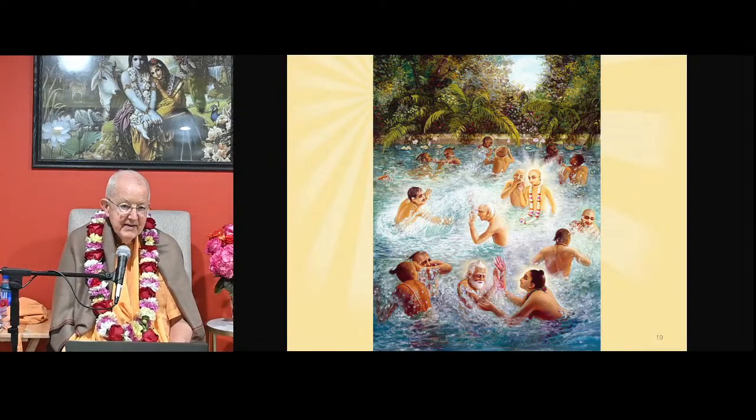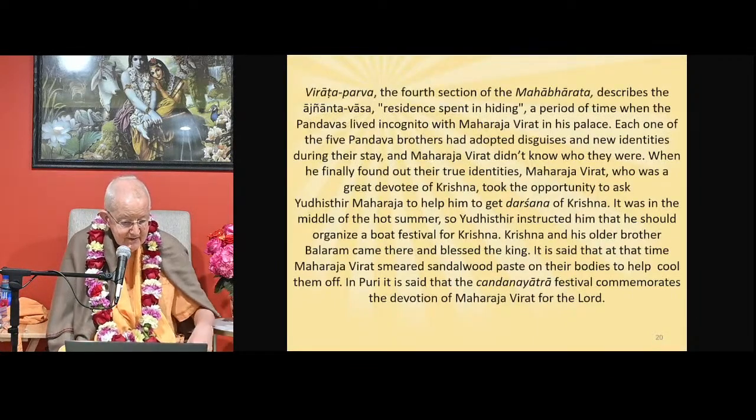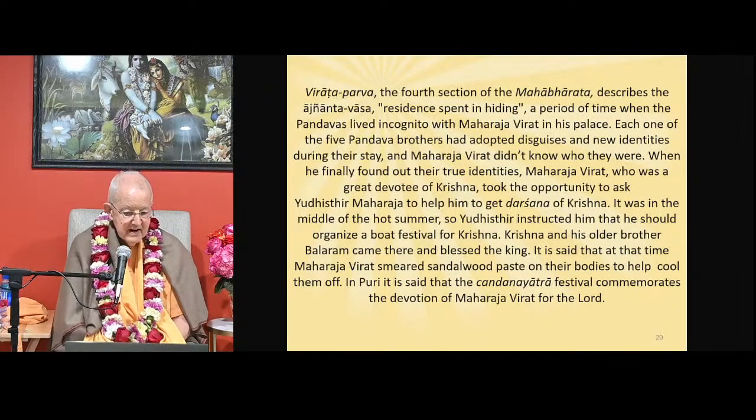There's another event on Akshaya Tritiya. It's found in Mahabharata, in the Virat Parva, fourth section, I'm going to read, where it describes the Agyatavas, where they were incognito for 1 year, and they stayed at the place of King Virat. But they were in disguise. Agyatavas means residence spent in hiding.